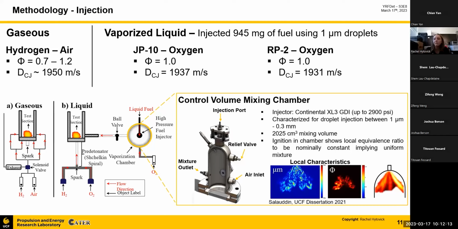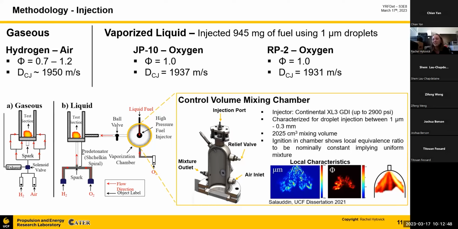And then for some of these tests, we do talk about vaporized liquids. So we used 1 micron droplets in a control volume mixing chamber that you can see on the bottom right. Basically we inject them at the top of the injection port and then run air through to help mix the gases together. In this case, we use pure oxygen. And then the oxygen and the fuel go into the test section through just one port, to help prevent the gases from returning to liquids again.